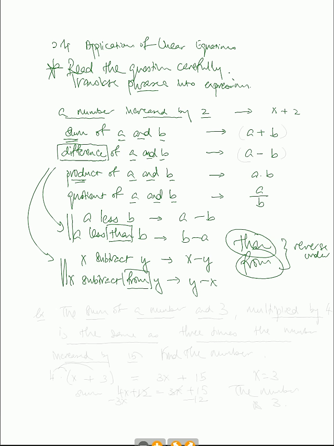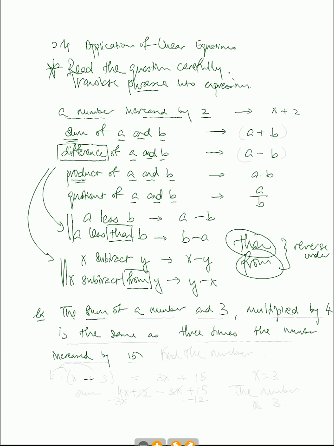Alright, so let's see how we can incorporate this information into a problem. So take for example, I say that the sum of a number and 3 multiplied by 4 is the same as 3 times the number increased by 15. So let's try that.